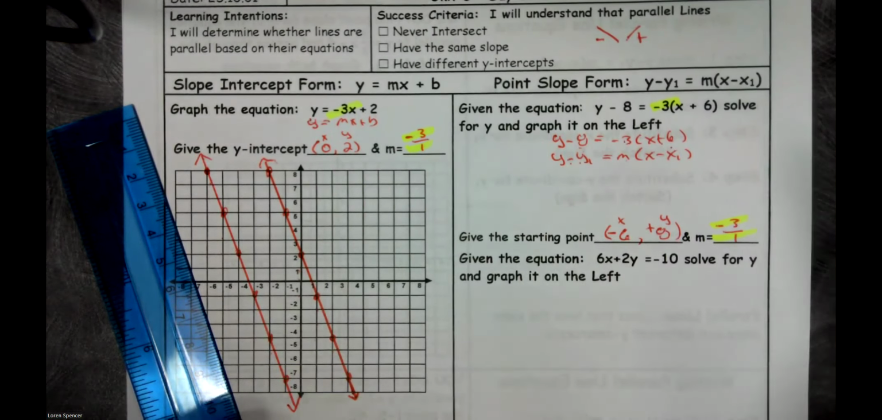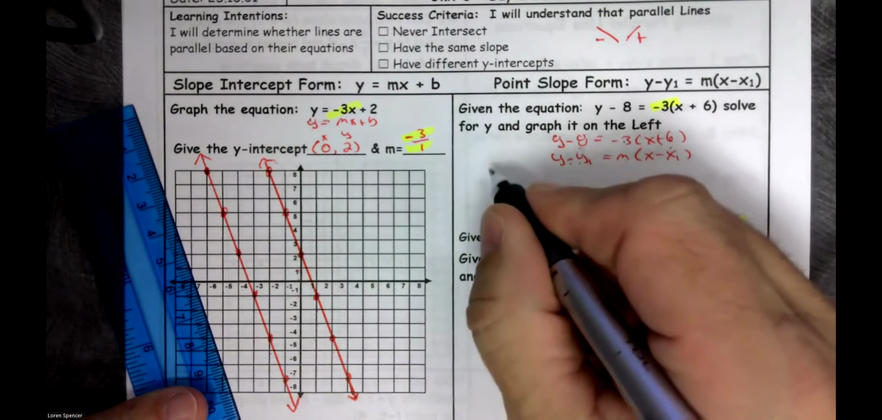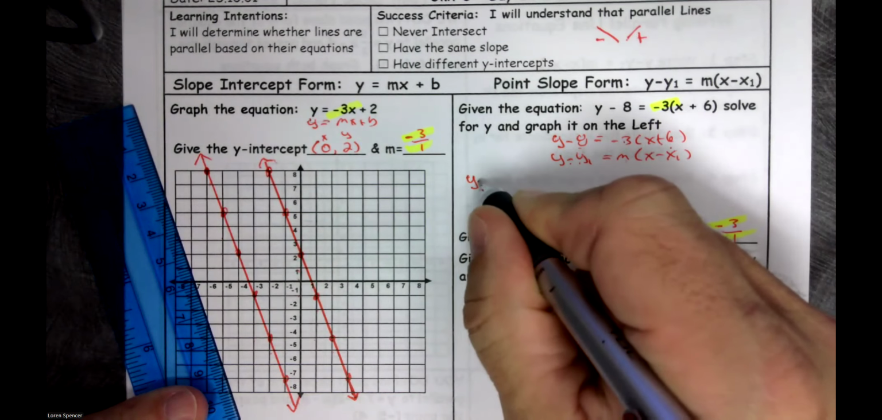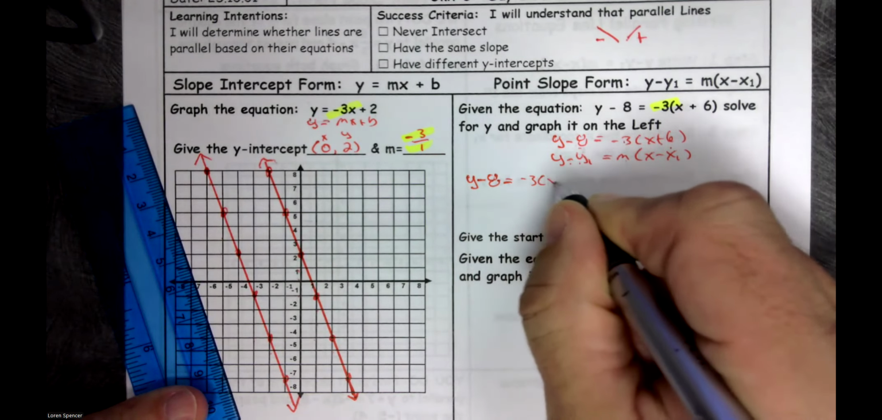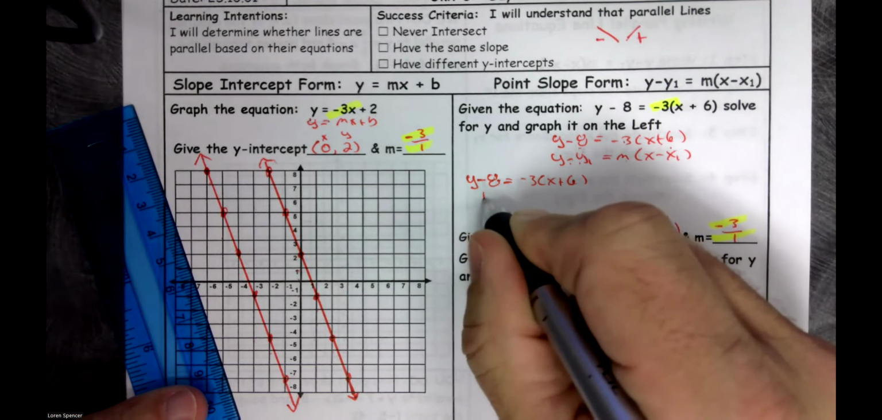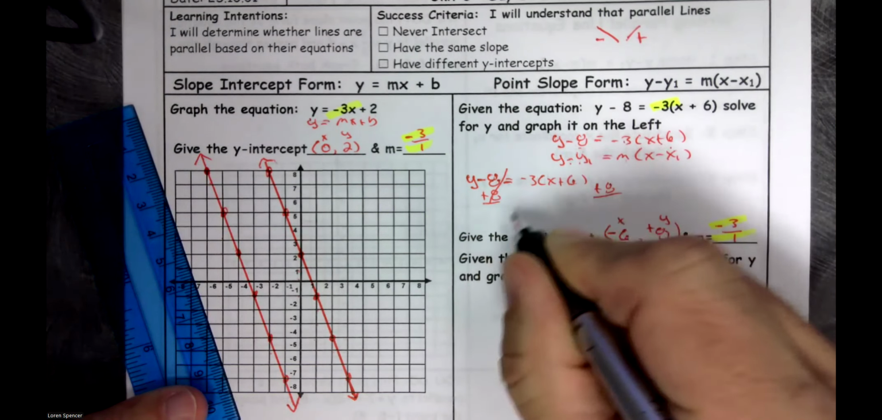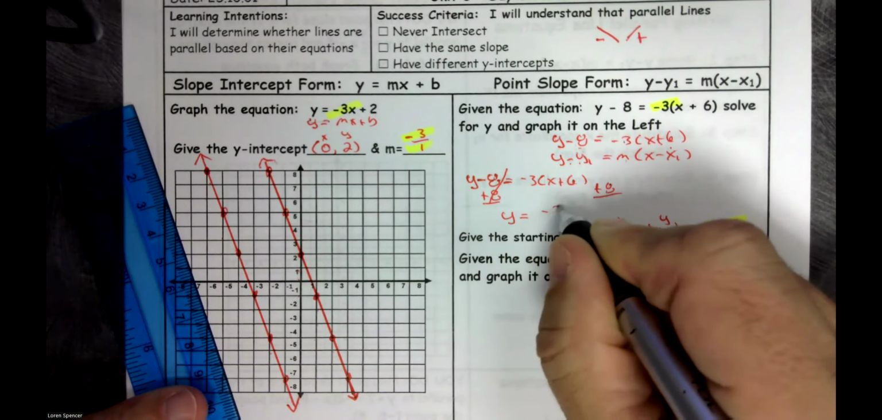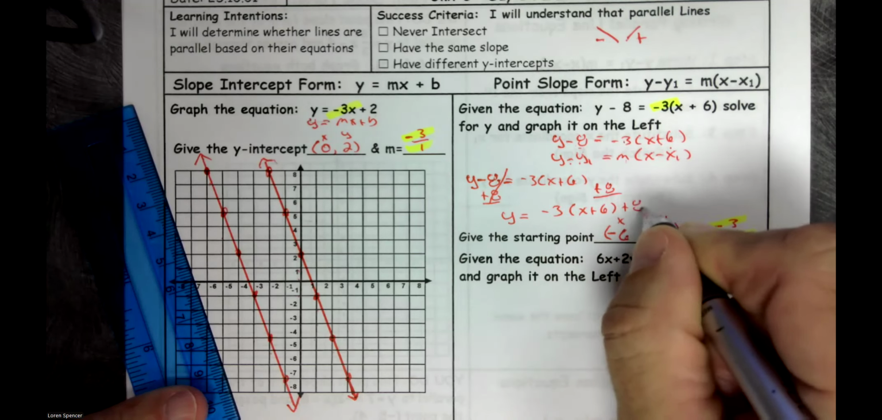Now, it asked us to solve for y and graph. Well, we've already graphed it, but I'm going to solve for y. The reason we solve for y is just so that we could put it into Desmos if we need to see it, because Desmos will not graph it if it's like this. But if I add 8 to both sides, then I get y equals negative 3 parenthesis x plus 6 plus 8.